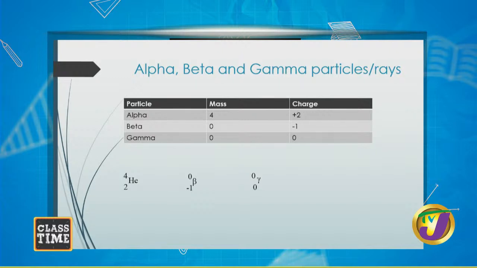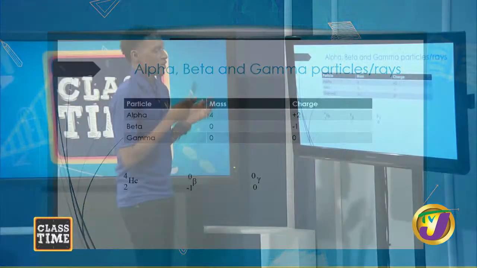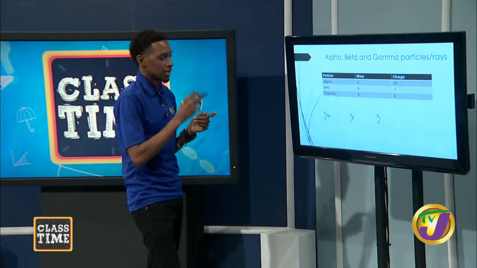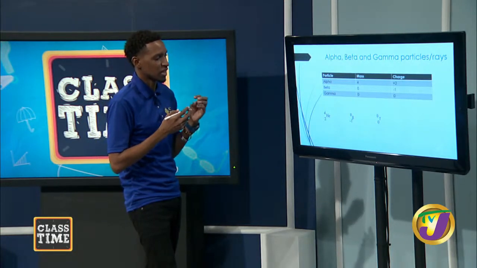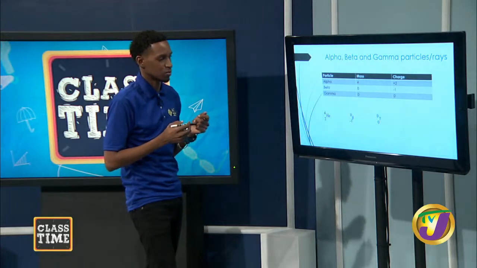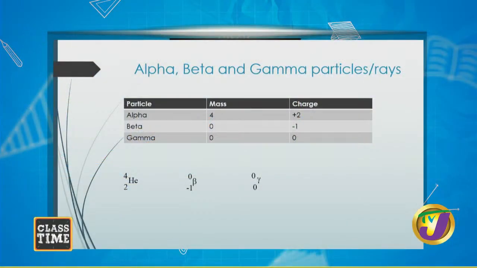As you can see on the screen, how we represent an alpha particle is we write helium with the mass at the top and the charge at the bottom. The beta particle is written with the beta sign. Beta is a Greek letter, as you can see on the screen. The mass of the beta particle is 0, the charge is -1. The gamma ray is neutral, so the charge is 0 and the mass is 0.